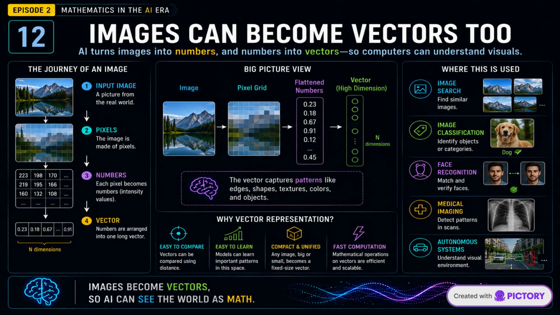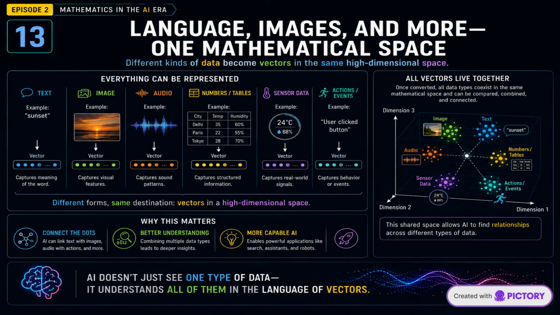The same principle applies to images. Pixels begin as numbers, and AI can transform them into high-dimensional vectors capturing visual patterns. Similar images can then be compared mathematically. Text, images, audio, and other data can all be represented as vectors. Modern AI can also align different types of information in related mathematical spaces, allowing connections between different forms of data.